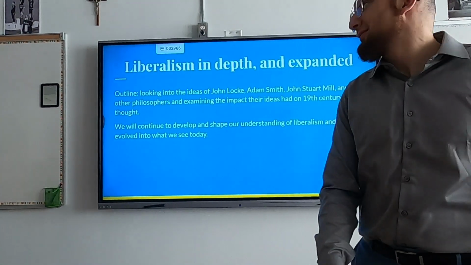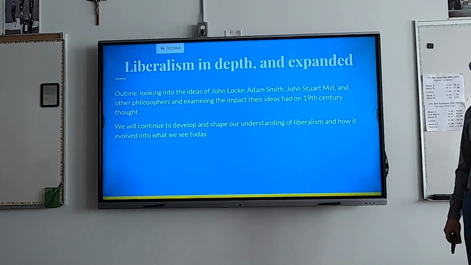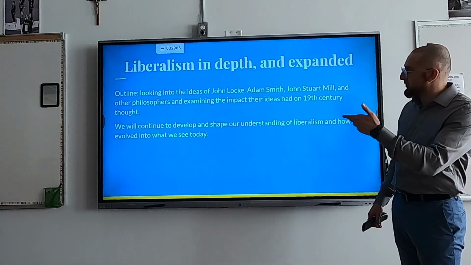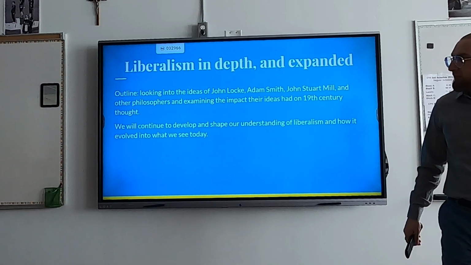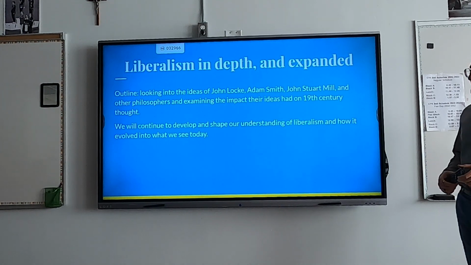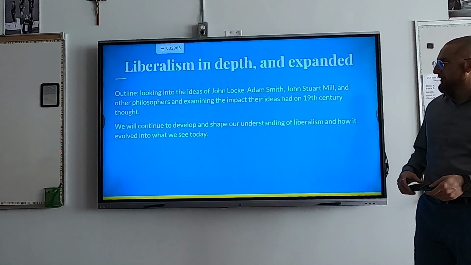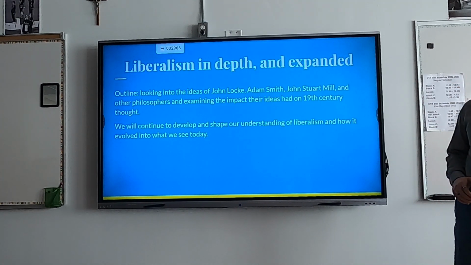Okay, continuing where we left off, the next portion of the PowerPoint goes into liberalism in depth. We're going to expand on the idea and look at how it came to be. The outline for this next section is looking into the ideas of John Locke, Adam Smith, John Stuart Mill, and various other philosophers, and examining the impact their ideas had on 19th century thought.